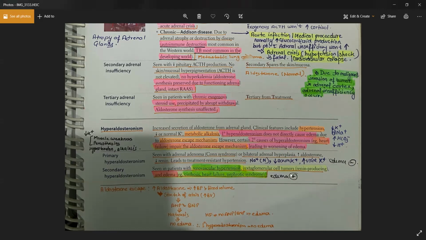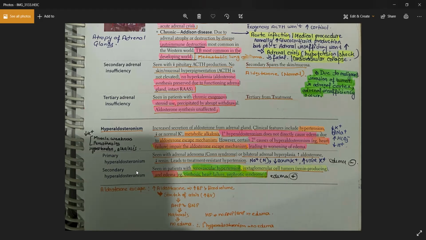Very important. You will have normal sodium levels. You will have a low potassium. You will have a high urine potassium. Edema won't be there. This is an important thing. You won't have any edema because of the ANP, BNP release from the heart, and second, because of the renin inhibition.